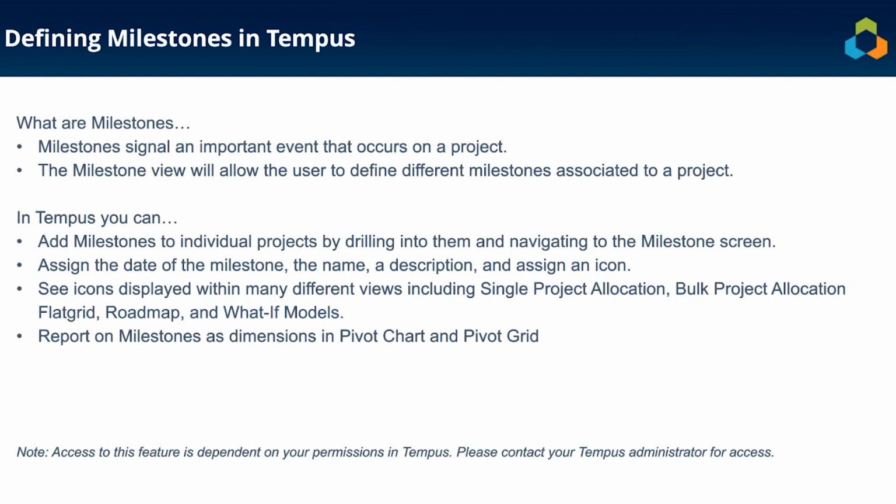You can then see those icons displayed within many different views, including single project allocation, bulk project allocation flat grid, roadmap, and what if models. You then can report on milestones as dimensions in pivot charts as well as pivot grids. To start, we'll walk through adding a milestone to a project.